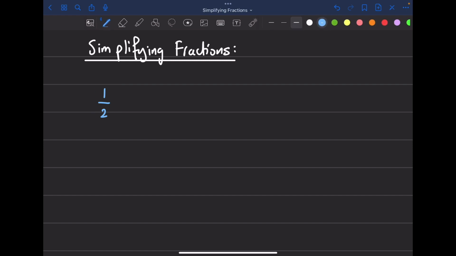We know that if we multiply the denominator and the numerator by some number, we get the exact same fraction that just looks different. So this would be 1 times 2, which is 2, and 2 times 2, which is 4. So now we know that 1 over 2 is the exact same as 2 over 4.